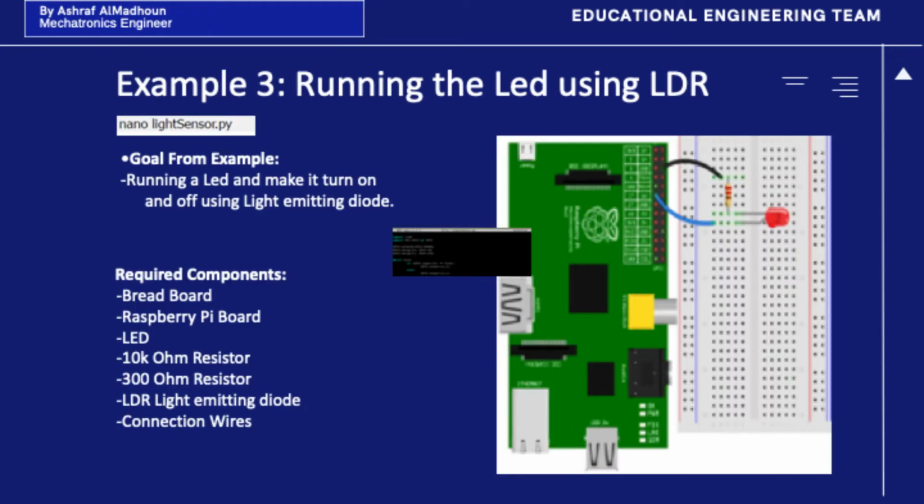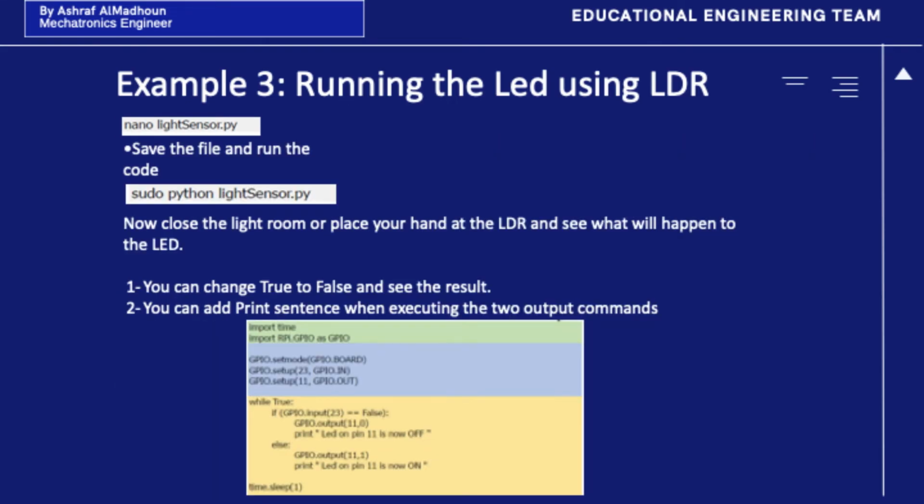Now for example number 3, running the LED using the LDR, the goal here is to make an LED turn on and off using the light sensor. Here, you would need a breadboard, Raspberry Pi board, an LED, a 10K ohm resistor, a 300 ohm resistor, an LDR, and connection wires. Now save the file and then run the code, sudo python light_sensor.py, then close the light or place your hand at the LDR and see what will happen to the LED.